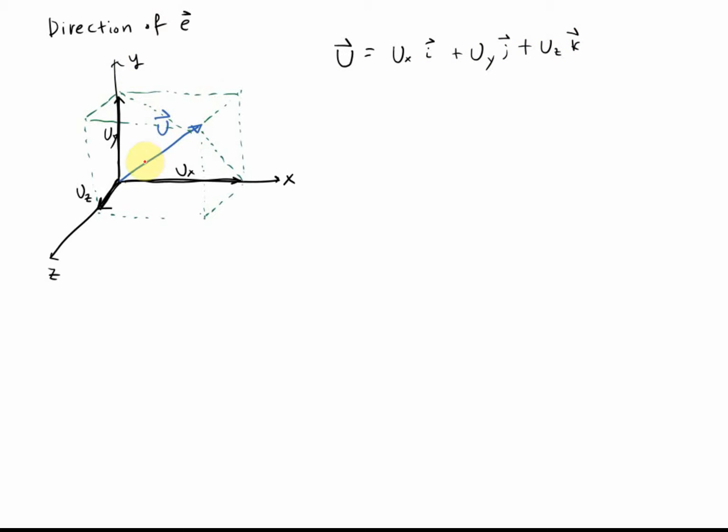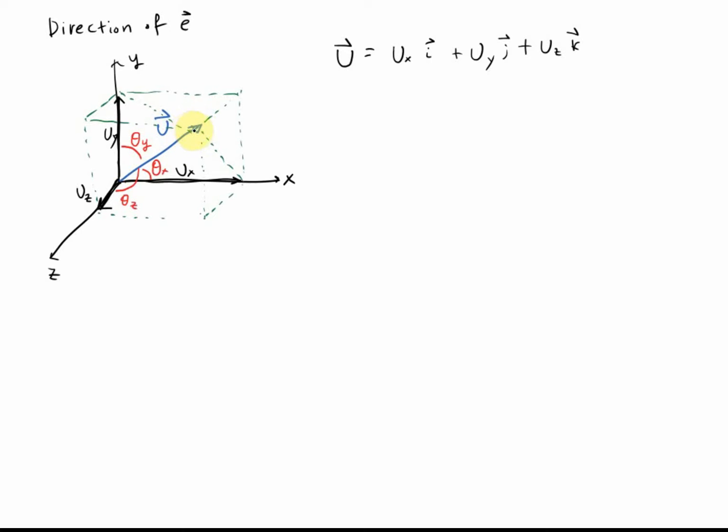Then we can define the angles. Let's say the angle between the vector and the x-axis is theta x, like that. And the angle between the y-axis and the vector, let's say this is theta y, and the angle between u and z is theta z, okay?